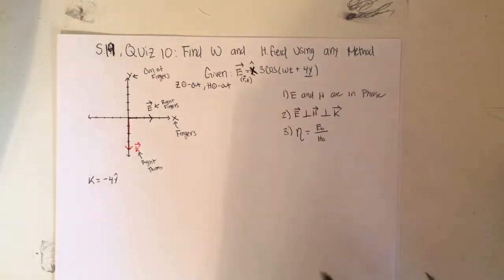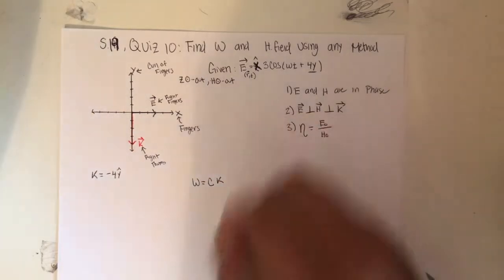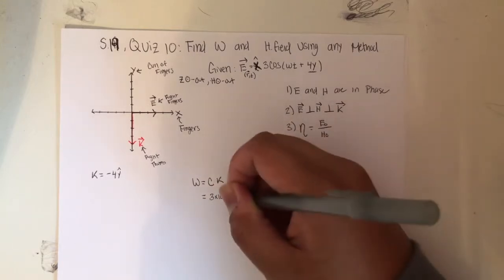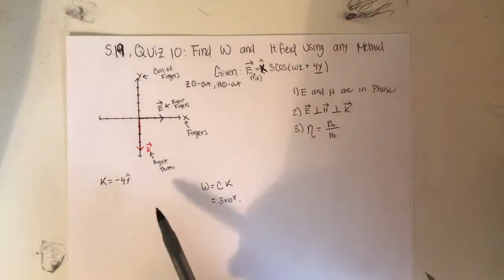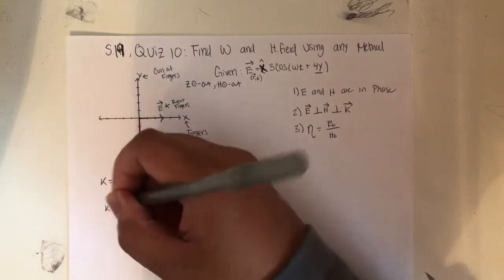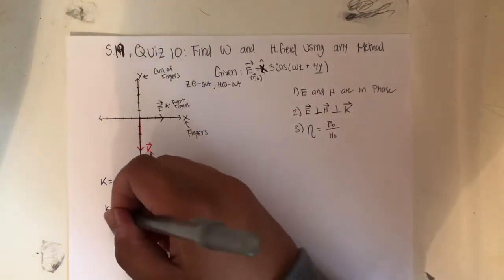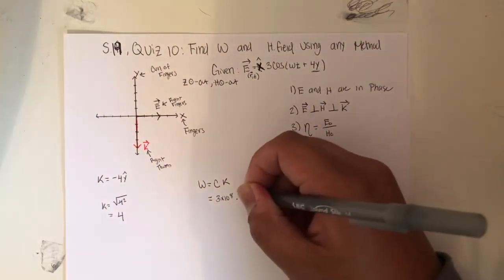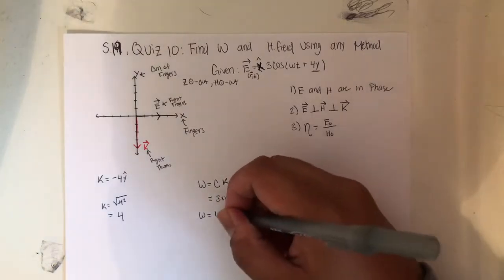Next, we'll go ahead and find our omega. We know that omega is given by C times K. We know that C is the speed of light, which is 3 times 10 to the 8th. And K is given by this term up here. We know our K direction is negative 4y. So to find the magnitude of K, we would say K is equal to 4 squared, which is also equal to just 4. So our magnitude K is 4. We plug that into our omega equation right here. We get omega equals 1.2 times 10 to the negative 9.